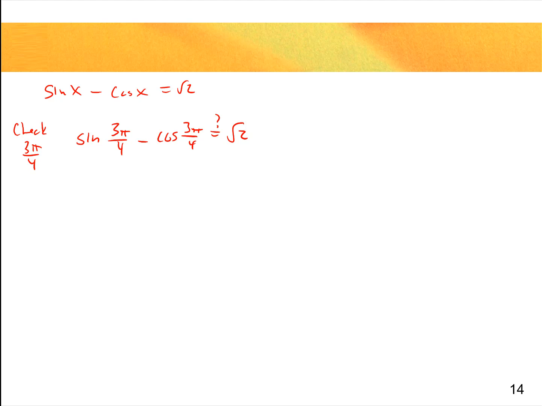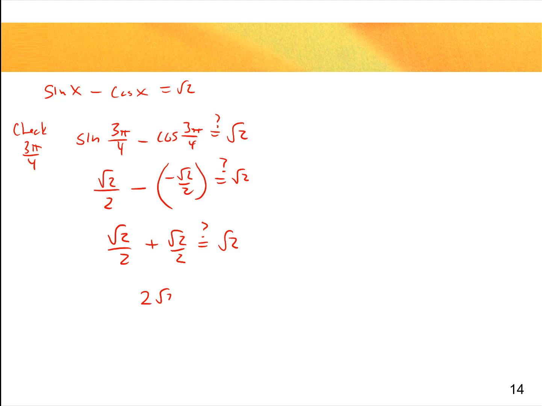So sine of 3 pi over 4 becomes radical 2 over 2. Cosine becomes a negative radical 2 over 2. Still a question mark. I'm not sure if that is correct or not. But notice what happens here. That becomes a plus sign. Keep on going. That means we get 2 of these. The 2's cancel. And yes, that does check out. So 3 pi over 4 does check out.